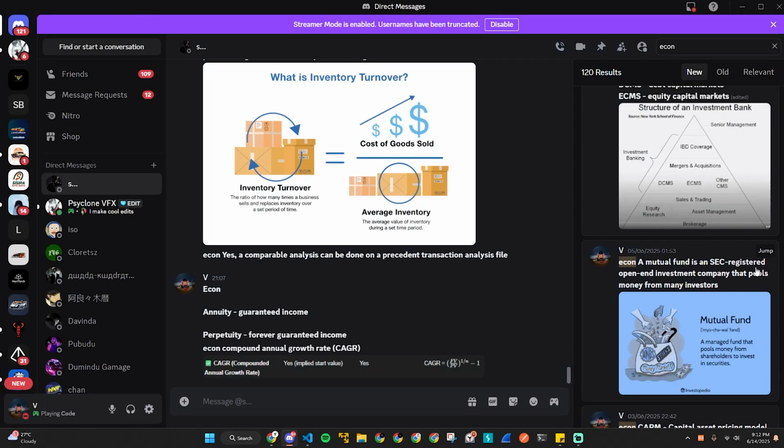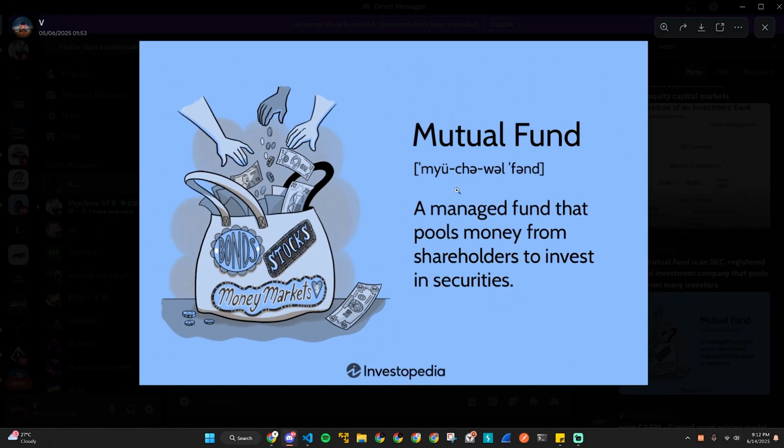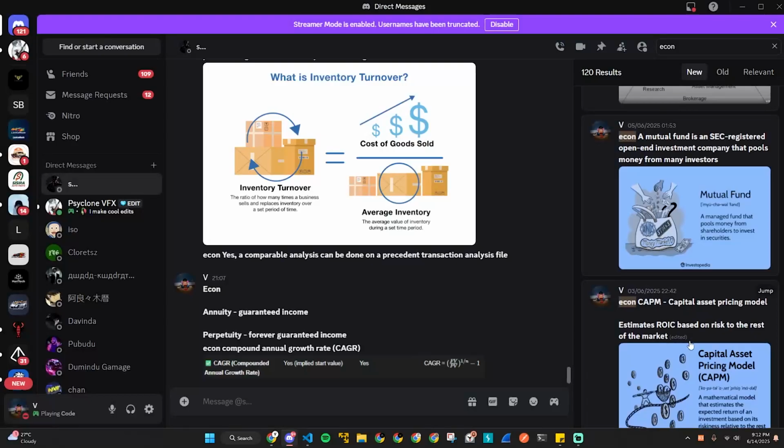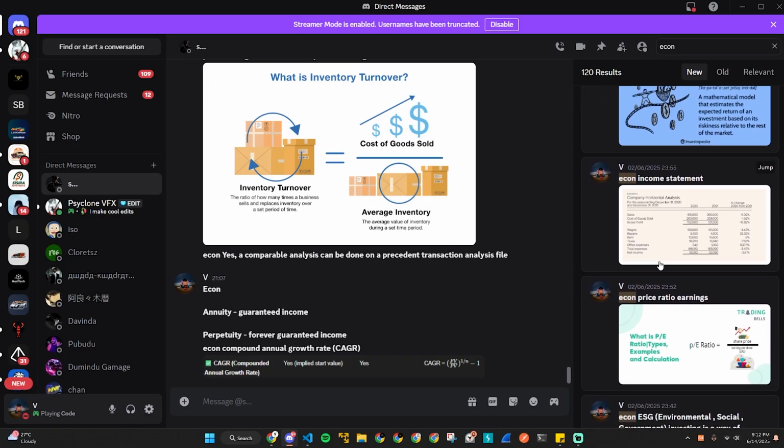Mutual fund is exactly how people pool money together to receive dividends. It pools money into multiple different things. Think of unit trust funds; those are mutual funds.